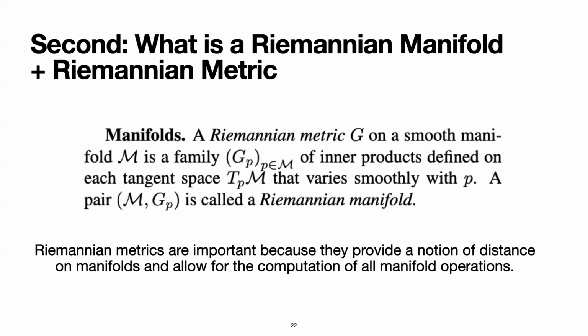And if you don't understand this, all you need to know is that Riemannian metrics are important because they provide a notion of distance on manifolds and allow the computation of all manifold operations. So if we want to compute distance on a manifold, which was our original motivator for all of this, we need Riemannian metrics.